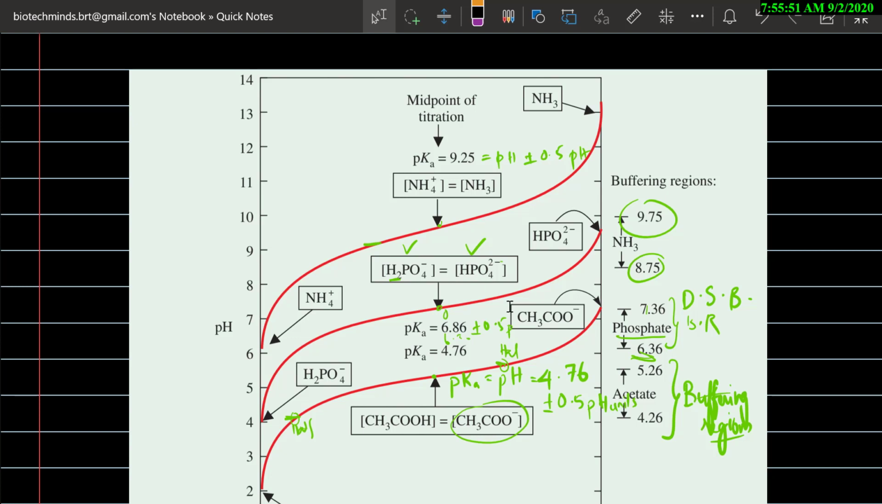So this is the buffering region for ammonia, and the base equivalents and acid equivalents present in this ammonia buffer are ammonium ions with the extra H plus, and ammonia, which is a base. So these are the conjugate acid and base equivalents of this ammonia buffer. Now these are the three examples in the titration curve to show you the effective range of buffering condition for these buffers.